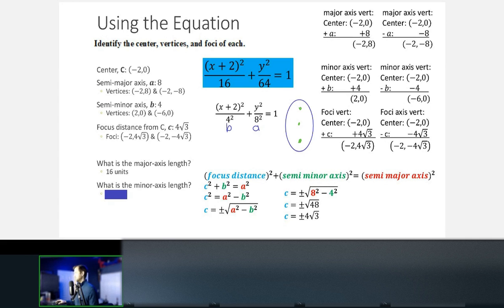Yep, it is 8. So remember, the major axis length is 2 times A. So A is 8, and 2 times 8 is 16. And then your minor is 2 times B, and B is 4, so 2 times 4 is 8. Remember, A is half of the distance, and B is half of the distance.